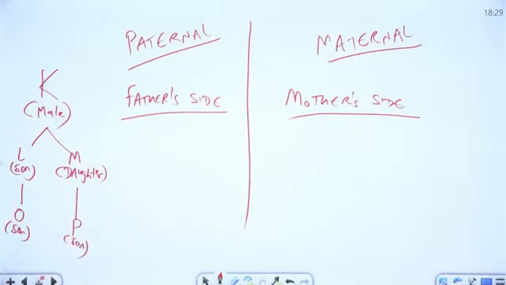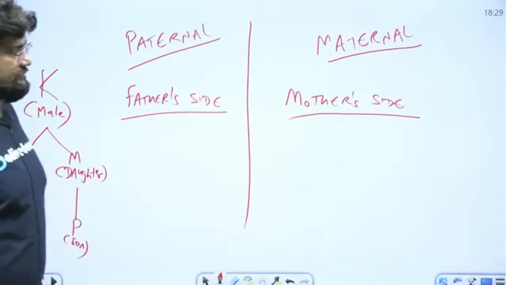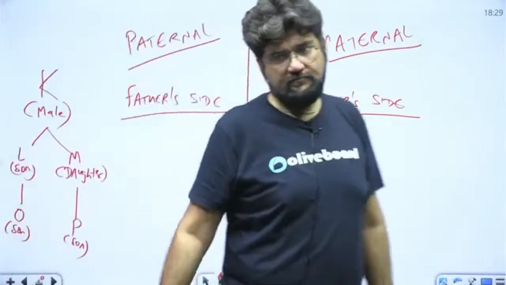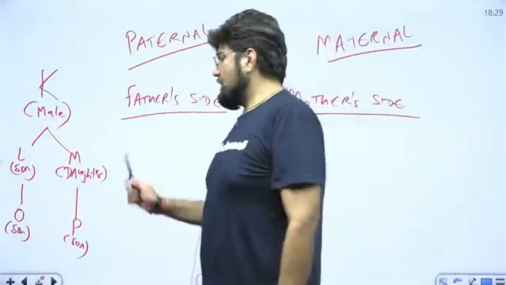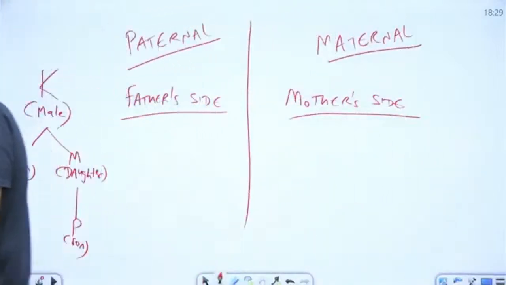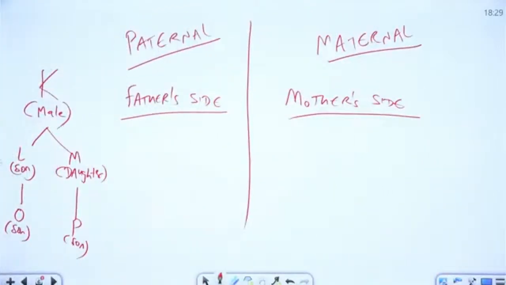Now you tell me, O is the paternal grandson and P is the maternal grandson. Who is the paternal grandson and who is the maternal grandson of K? How will we differentiate? Who is the paternal grandson of K and who is the maternal grandson of K? Tell me. Put it in the chat box, everybody.